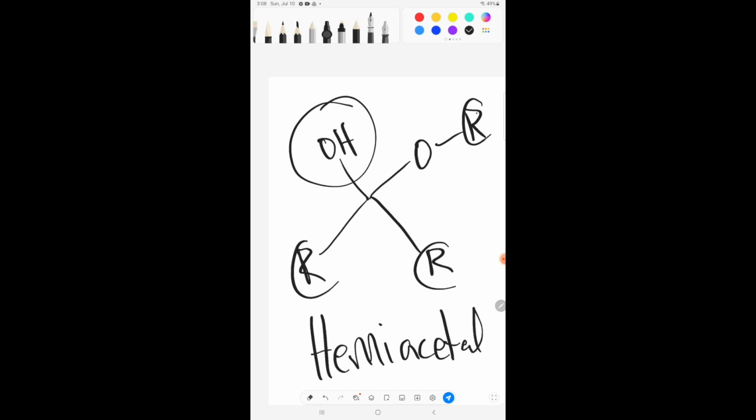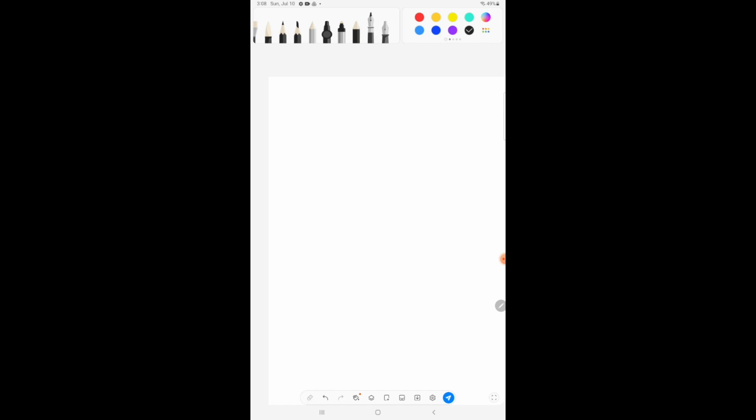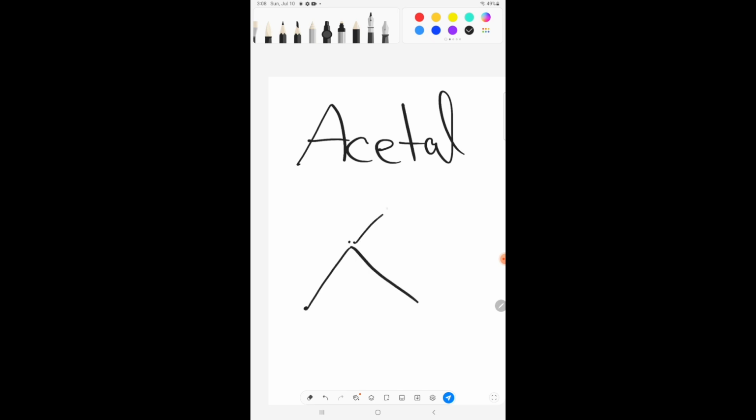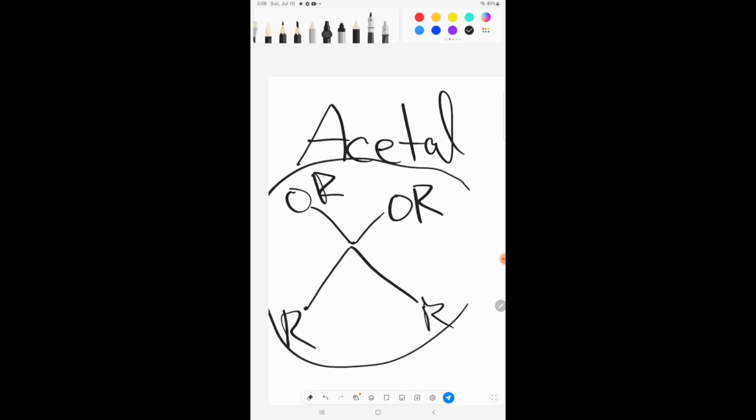Hemi means like, you know, 1. So we only have 1. We have 1 acetal here. Which again, if you look at it, it's an ether right here. Hemiacetal has 1 hydroxyl group and 1 ether, pretty much. An acetal has 2 of these OR groups. This is an R, R like this, right?